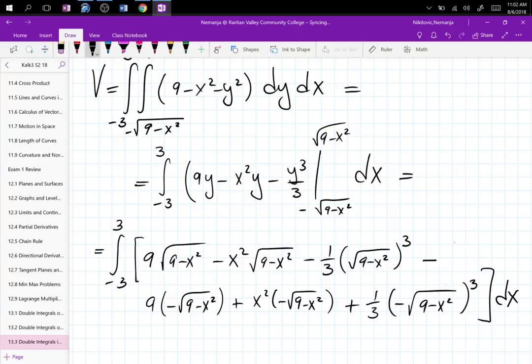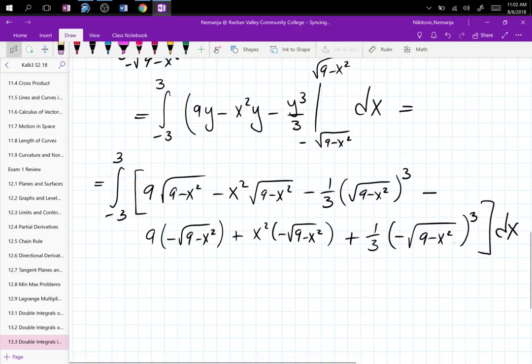Let's put these brackets here. So now, you know, work the algebra and then keep integrating. All I did is I replaced each y with what the y limits are, and we have this crazy expression. Well, let's see what we can do with this.